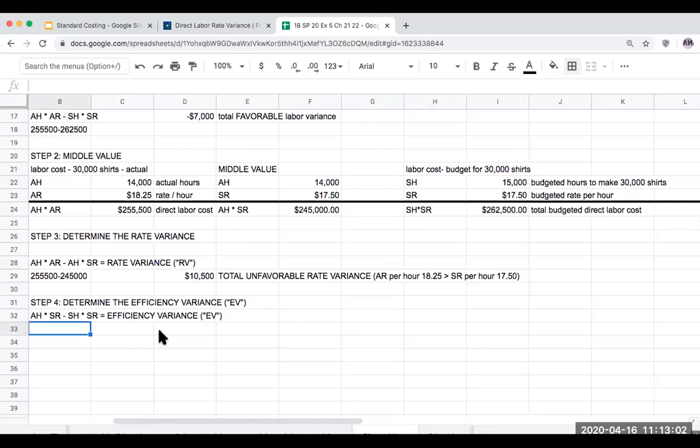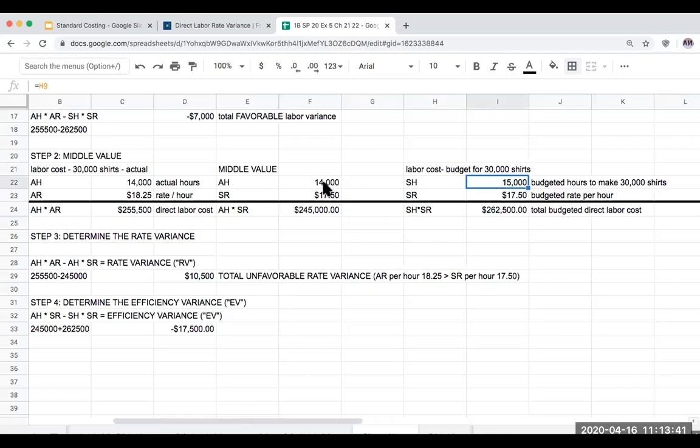So by doing this right over here, I've got 245,000 minus 262,500, or a total value here of a negative 17,500. Is this favorable or unfavorable? I don't know, okay? But if I look at this here, how many hours did I actually spend making the shirts? Well, I only spent 14,000 hours. How many hours did I actually budget to make the shirts? Well, I budgeted 15,000 hours.